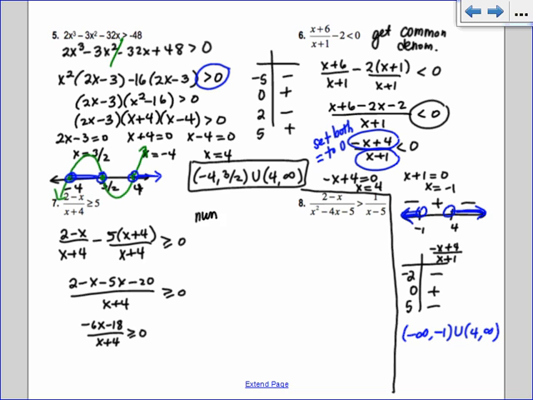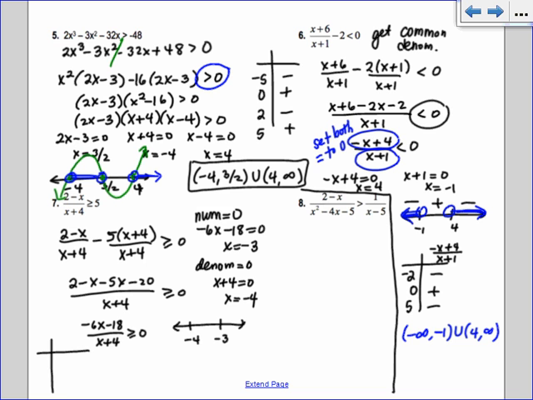So we set our numerator equal to 0 and our denominator equal to 0. When we do that, we get x equals -3, and we get x equals -4. See how I got that? So I put -4 first, and then -3. All right, so then I'm going to test each interval. So I'm going to plug in -5, -3.5, and 0.